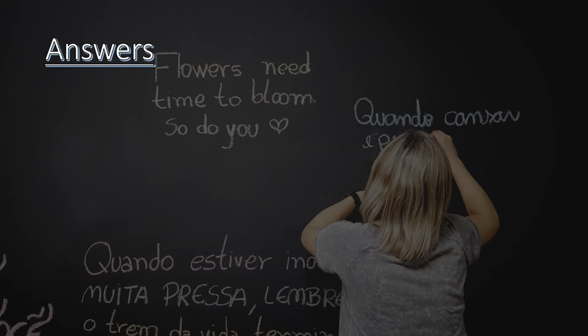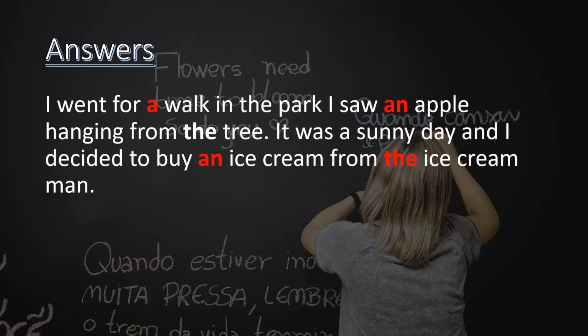So here you go, here's the answers as promised. So I went for a walk in the park and I saw an apple hanging from the tree. It was a sunny day and I decided to buy an ice cream from the ice cream man. So you'll see that I've got the tree, okay, because it's a tree that's specific, it's one the person can actually see within sight.